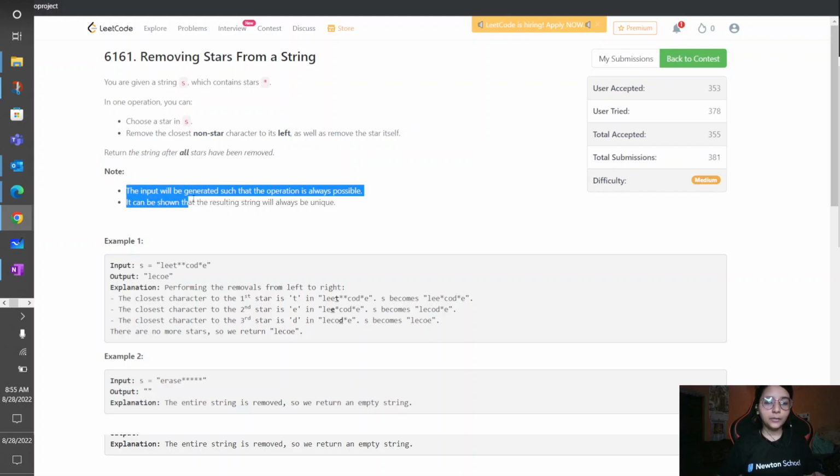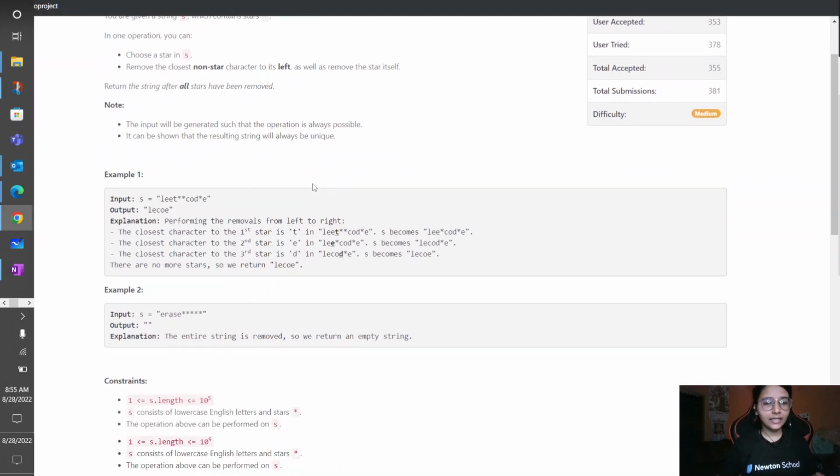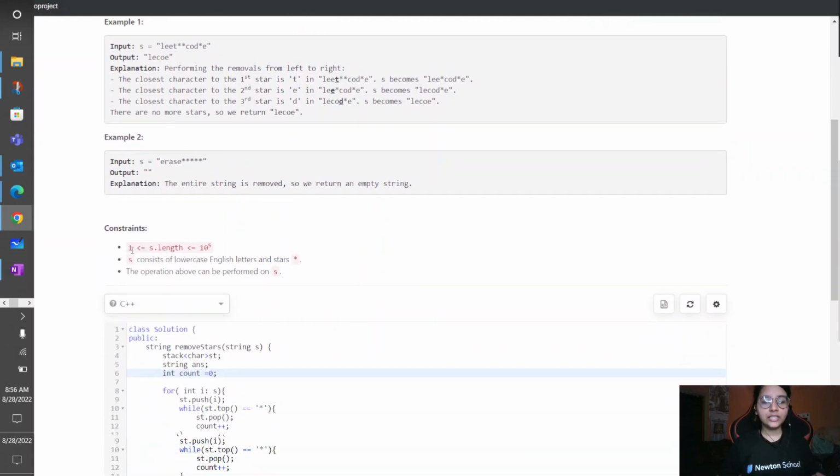Now the input will be generated such that the operation is always possible, and it can be shown that the resulting string will always be unique. Okay, that's all right. Now comes the part about the constraints. The constraints go up to 10^5, so we can't use an n-squared solution. So that's the thing here.